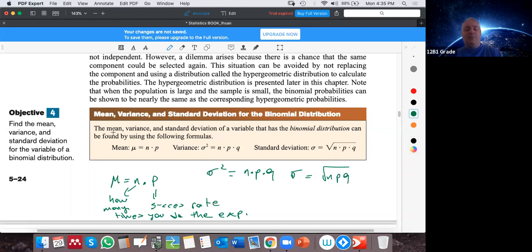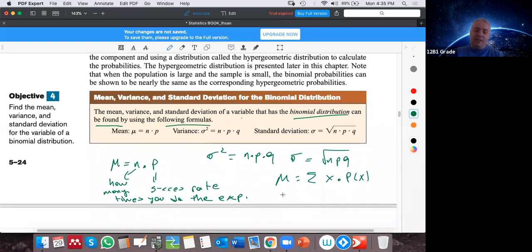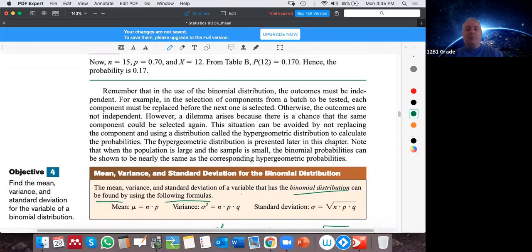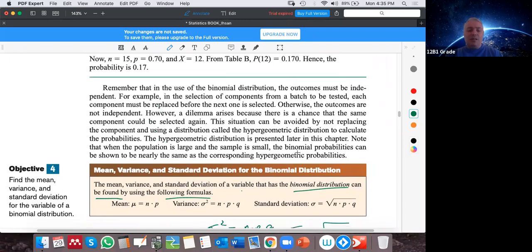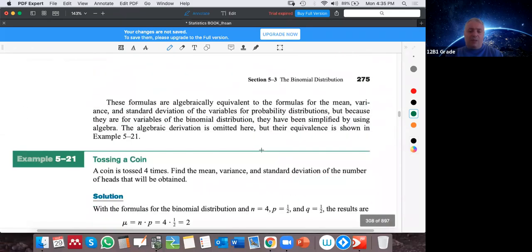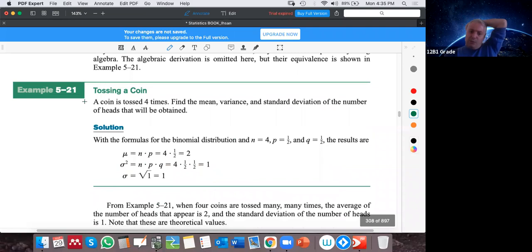What is that? The mean, variance, and standard deviation of a variable that has the binomial distribution can be found by using the formula. So before, if you remember, mu is equal to sigma x times P(x), we said, and variance is equal to sigma x squared times P(x) minus mu squared, we said. So also you can use this formula. But when you use this formula, of course, you have one problem and one solution. Let's have a look here.